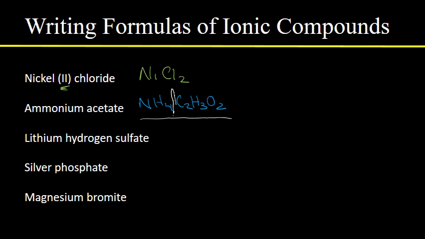All right, lithium hydrogen sulfate. Lithium is a group 1 ion, so that's going to be Li+. Hydrogen sulfate, this is a compound ion. Sulfate is SO4 2-, so hydrogen sulfate is HSO4 1-, and so this is +1, this is -1. We can combine them just as they are.